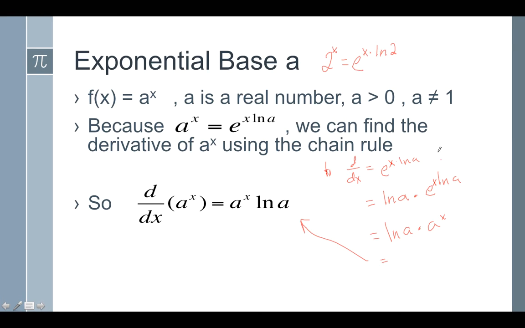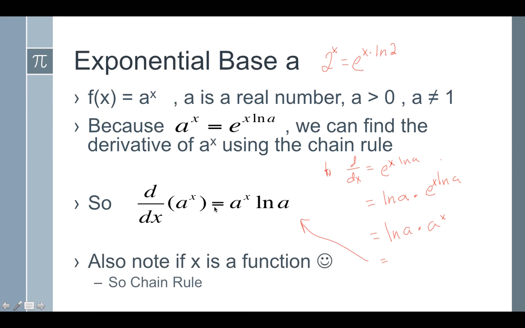So another good one to know is that if you have an exponential whose base is not e, the derivative of that function is going to be that exponential times the natural log of the base. But I will also mention that if x is a function, if that exponent is a function, you must use the chain rule. So always remember the chain rule here, folks.